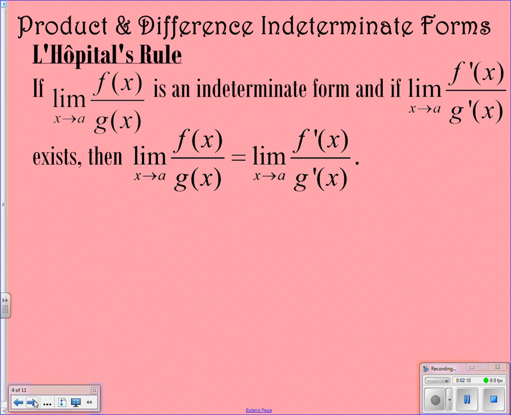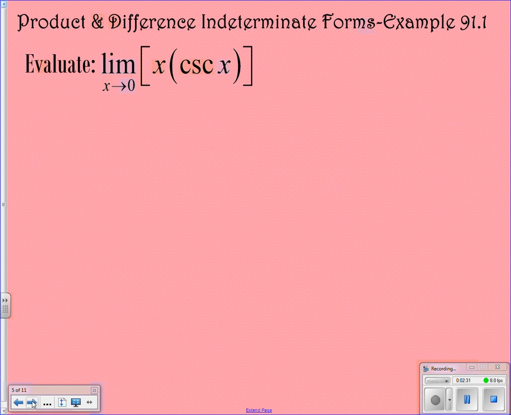So we looked at L'Hopital's rule. If we have a function f over g and it is indeterminate when we plug in our a, and if the derivatives do exist, then we just take the derivatives and try and take the limit from there. So hopefully you remember doing that a couple weeks ago. So we want to evaluate this. And at first glance, you're like, I don't have a fraction. How am I going to be using L'Hopital's rule here? Well, you're going to write it as a fraction.